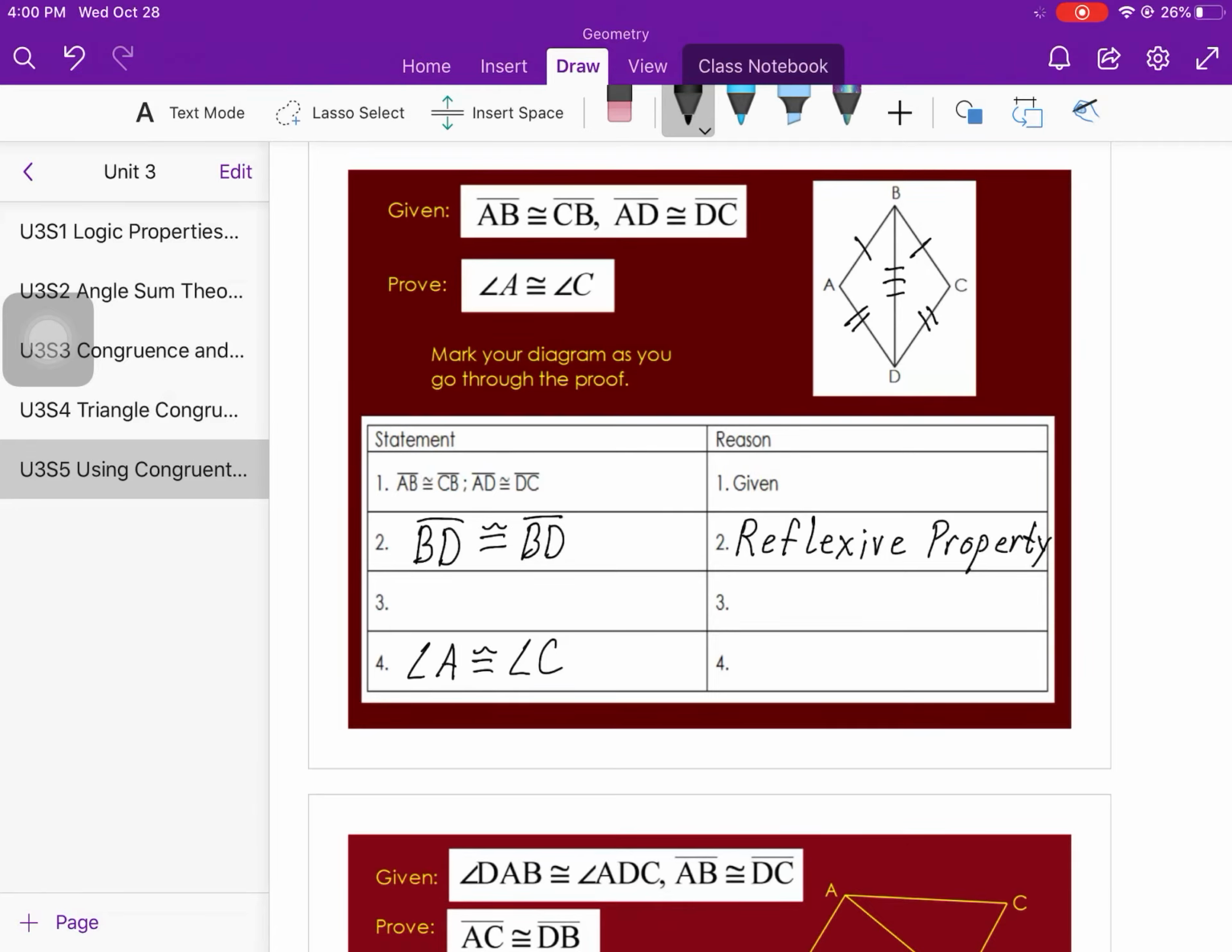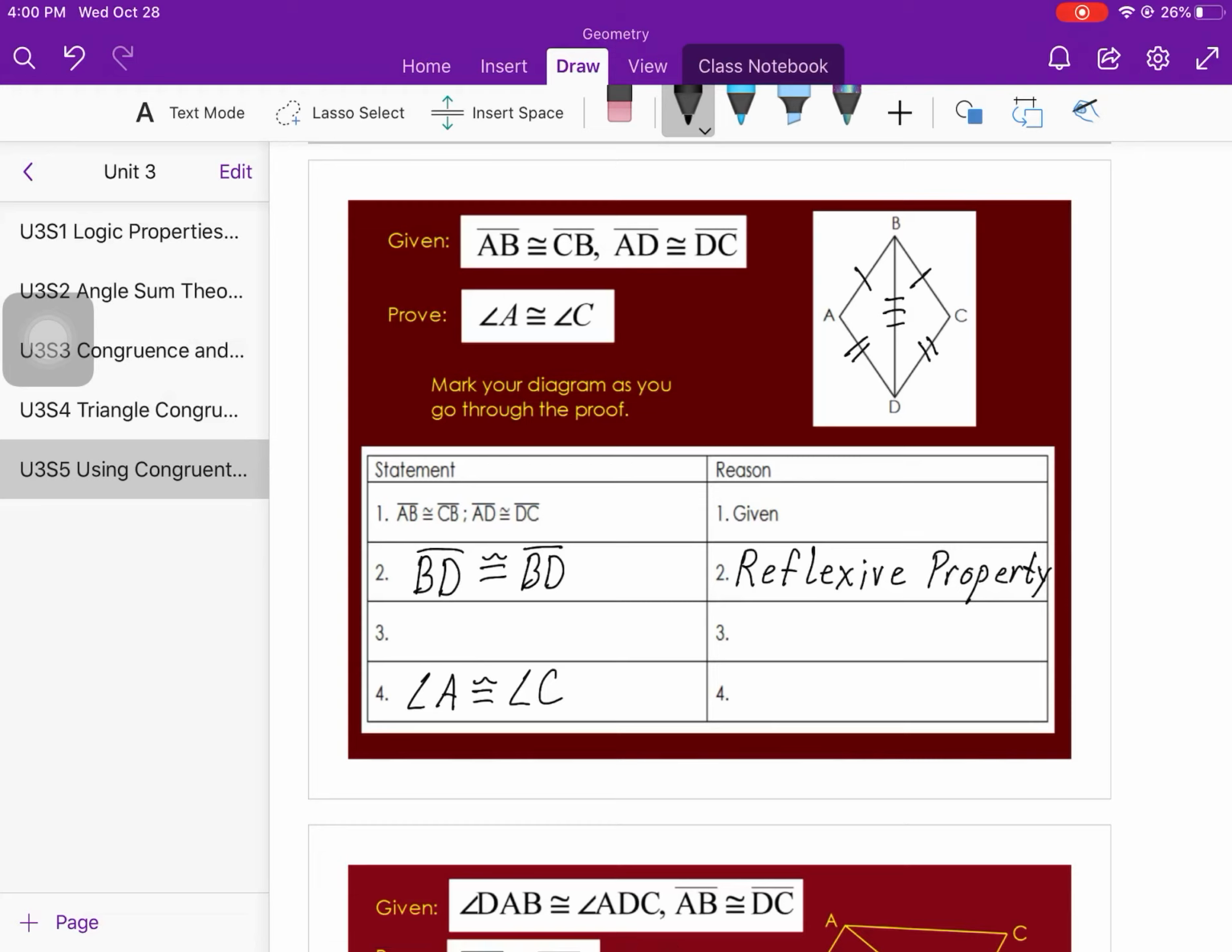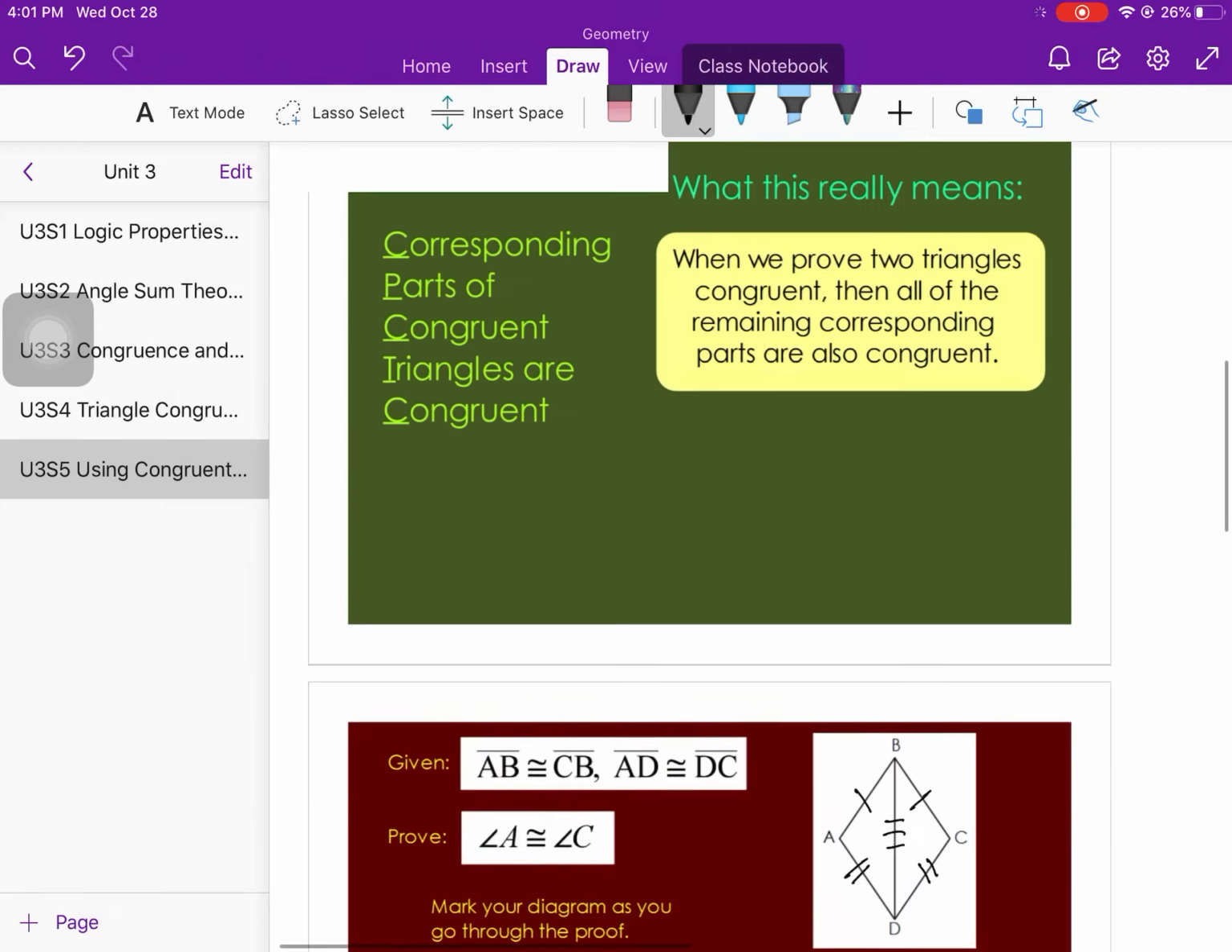Okay, so now that we have three sides congruent for both triangles, that's actually a shortcut to prove the triangles are congruent. So we can say that triangle ABD is congruent with triangle CBD. And that is because of the side, side, side shortcut.